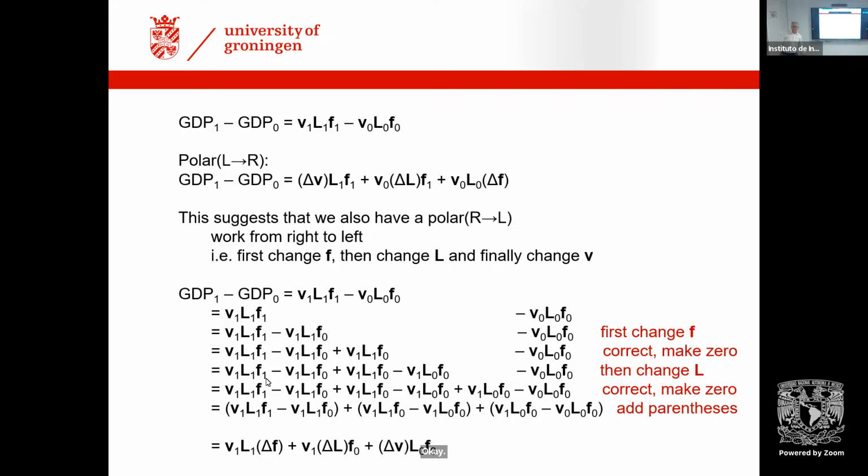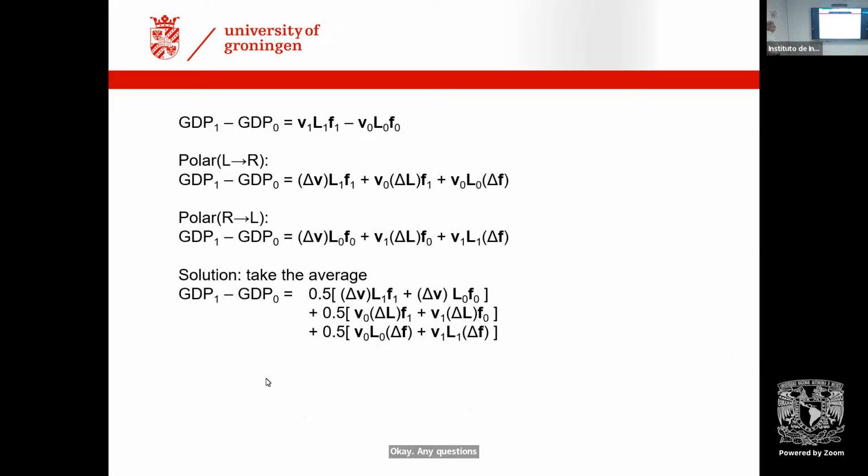Any questions? Again, the non-uniqueness is, well, we have two polars, from left to right and from right to left. We don't know which one to pick, and I love them both equally, therefore take the average. And the average is the answer.